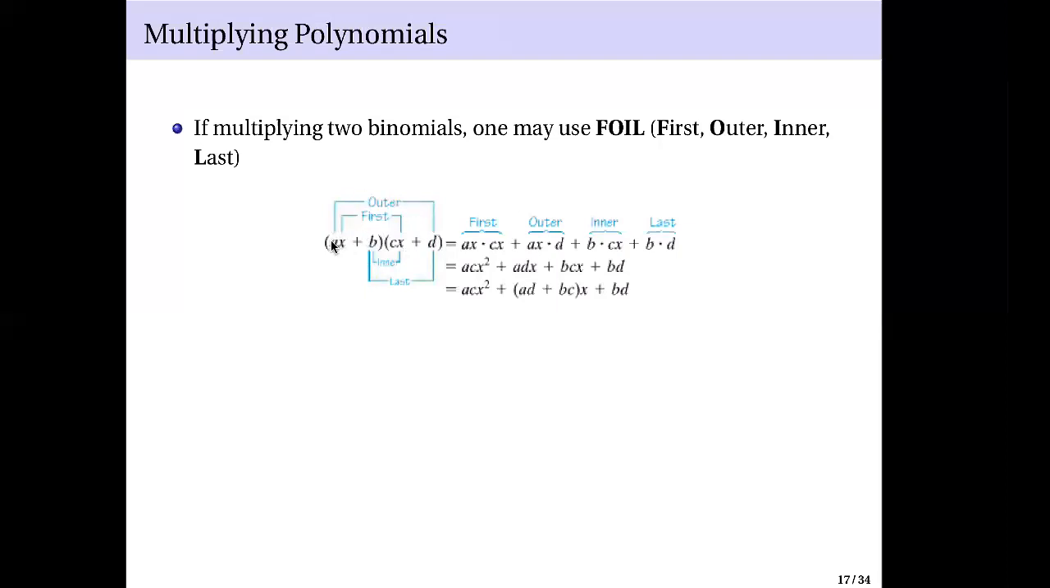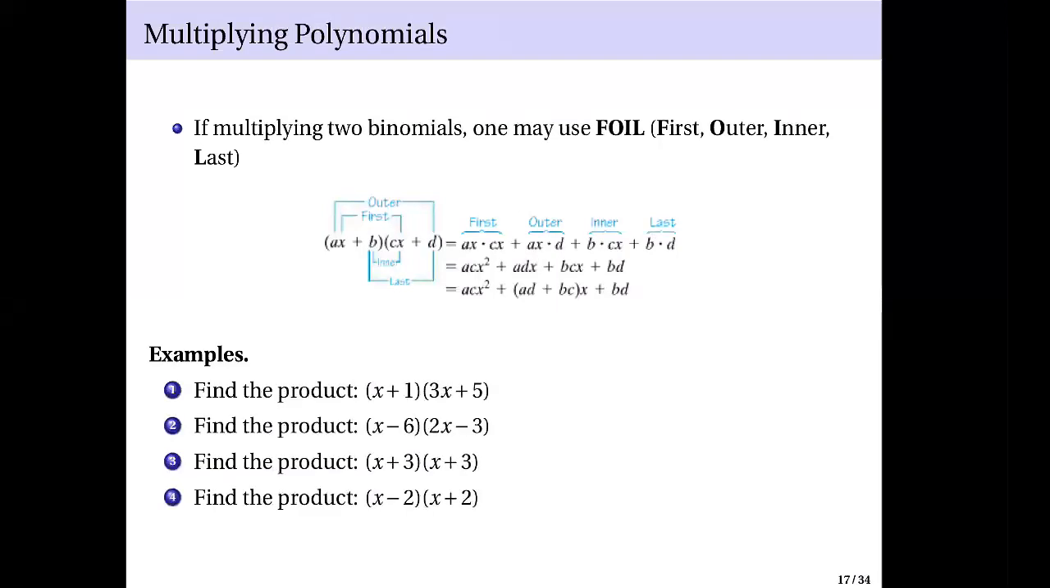So first, then outer, then inner, then last. You just do the multiplication that way. First, ax times cx. Outer, ax times d. Inner, b times cx. Last, b times d. Then you do the multiplication and simplify. Of course, it will be easier to see this method in the examples. So we will work on these examples for this method. Again, I'm hitting pause, and we will do the solutions to this example off the record.